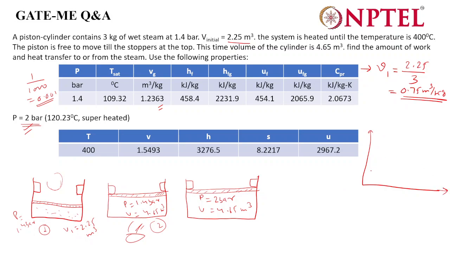So, okay, this is the dome. Let's suppose this is the point here, because we found it is 0.75 meter cube per kg. So anyone found x from here? Now if that Vf is not given, we will consider relative to this 1.2363, 0.001 something is very negligible. The dryness fraction is 0.607.